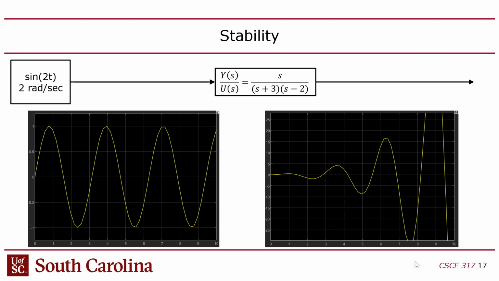Does that make sense? You ever heard of radians per second? 1 radian per second is 1 over 2 pi hertz, right? 1 hertz is 2 pi radians per second. So if you want to go from radians per second to hertz, you divide by 2 pi. If you want to go from hertz to radians per second, you multiply by 2 pi. So it's just another way of saying hertz, basically. So sine 2t is a frequency of 2 radians per second.